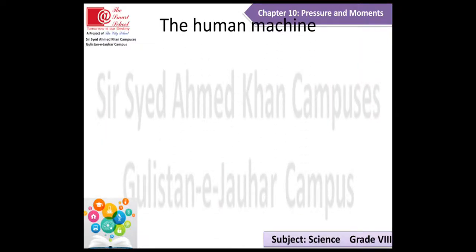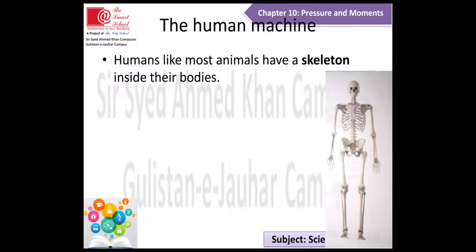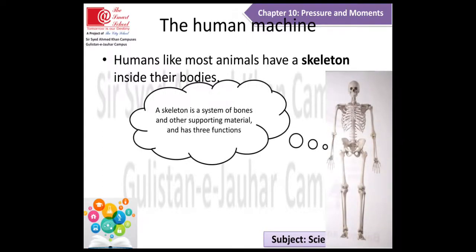The human machine. Humans, like most animals, have a skeleton inside their bodies. Basically, what is a skeleton? A skeleton is a system of bones and other supporting material and has three functions. Support. It gives support to the rest of the body like the framework of a building. This gives the body its shape.